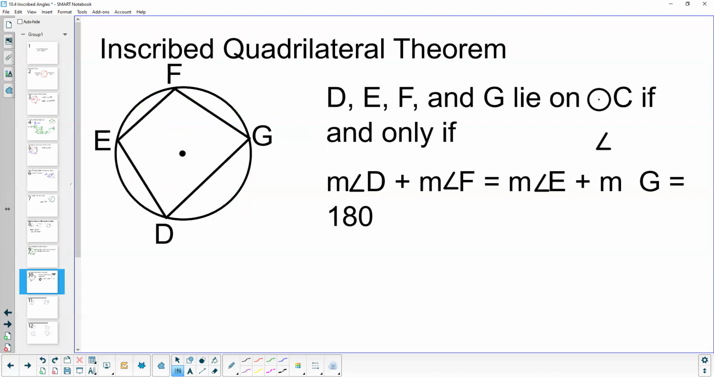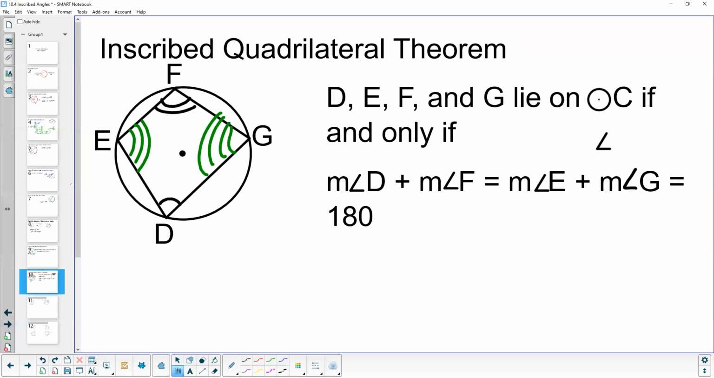The other property about inscribing polygons that we're going to talk about is the inscribed quadrilateral theorem, which says that if I have a quadrilateral where all four points lie on circle C, then the measure of D, this angle, plus its opposite angle F, is going to be the same thing as E plus G, and both of those expressions are going to be equal to 180 degrees.